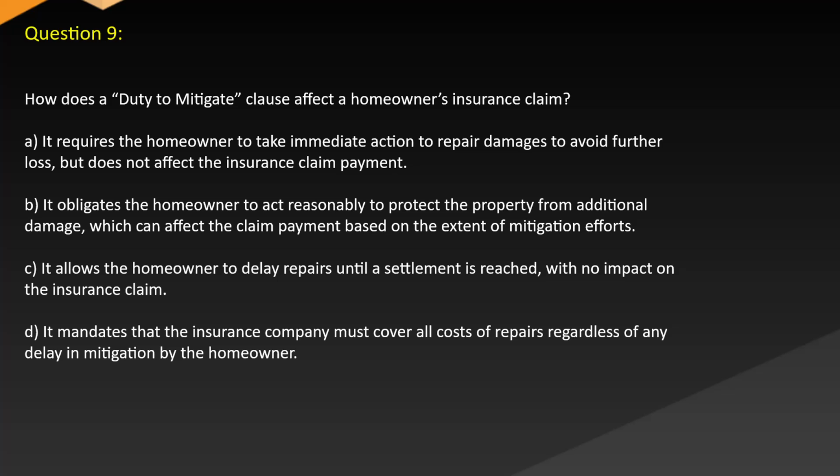Question 9. How does a duty to mitigate clause affect the homeowner's insurance claim? A. It requires the homeowner to take immediate action to repair damages to avoid further loss, but does not affect the insurance claim payment. B. It obligates the homeowner to act reasonably to protect the property from additional damage, which can affect the claim payment based on the extent of mitigation efforts. C. It allows the homeowner to delay repairs until a settlement is reached with no impact on the insurance claim. D. It mandates that the insurance company must cover all costs of repairs regardless of any delay in mitigation by the homeowner.